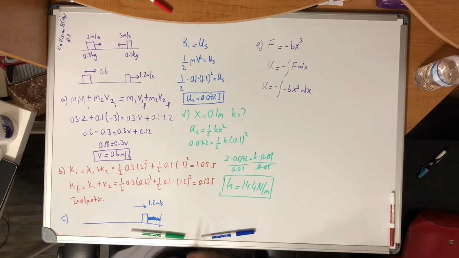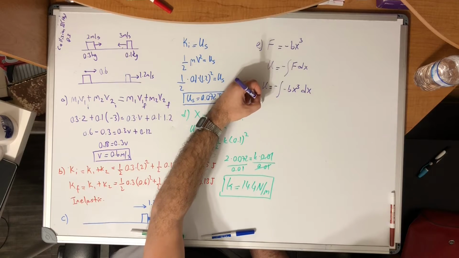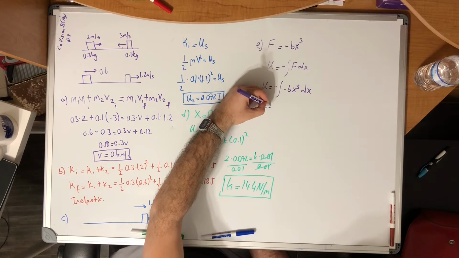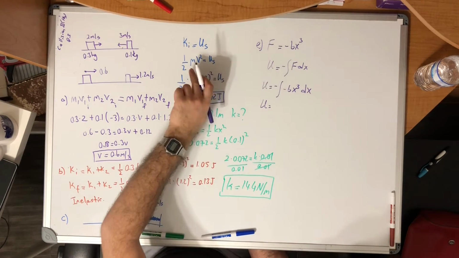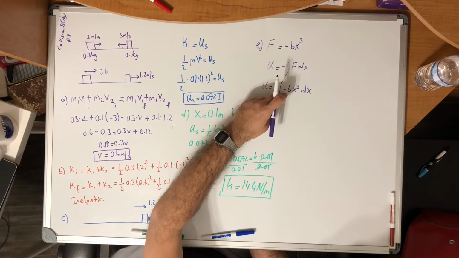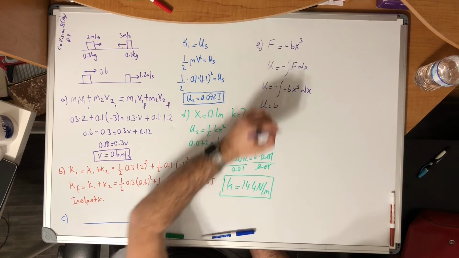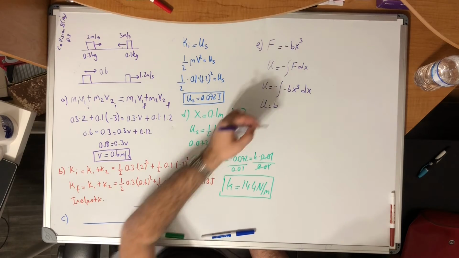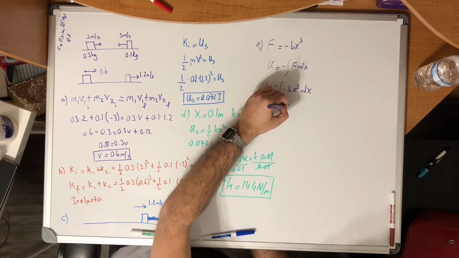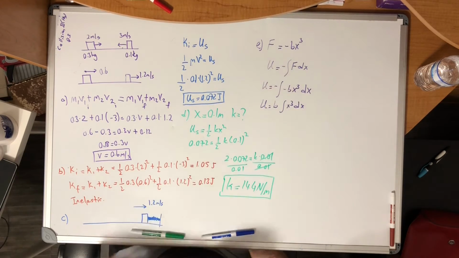And then that is going to be our solution for U. Then U will become negative, negative, and b, they all come out. So negative times negative is positive. b also comes out, so that's b. Then we are going to have x cubed dx inside.